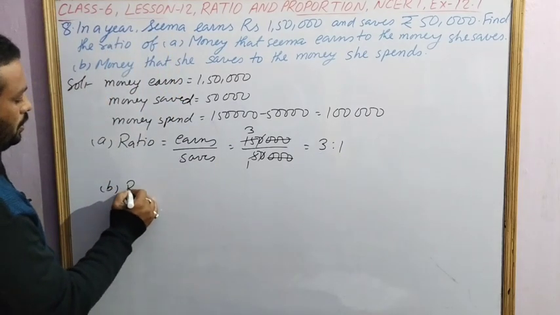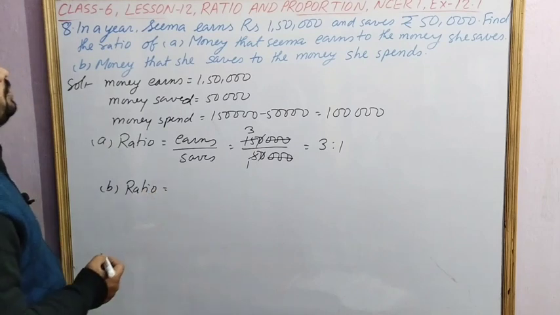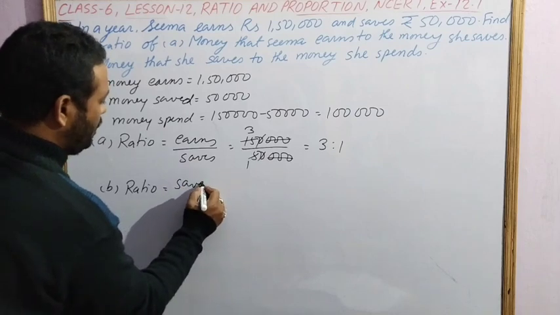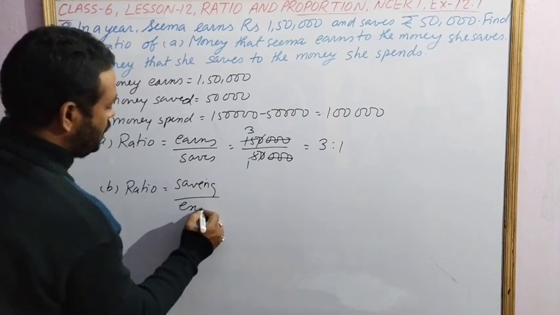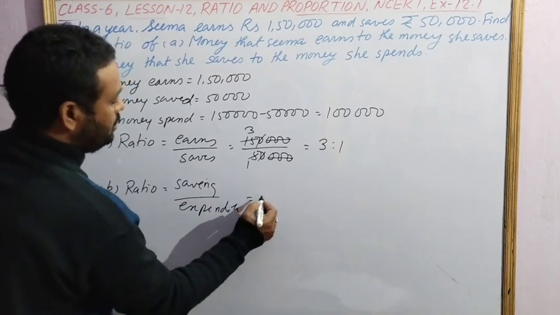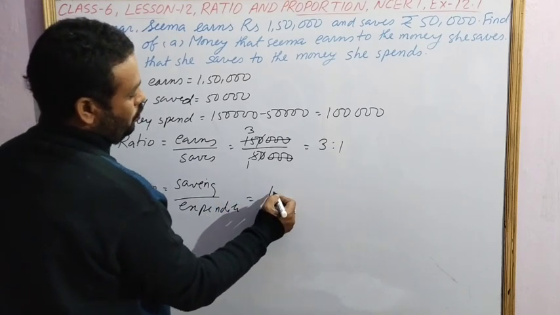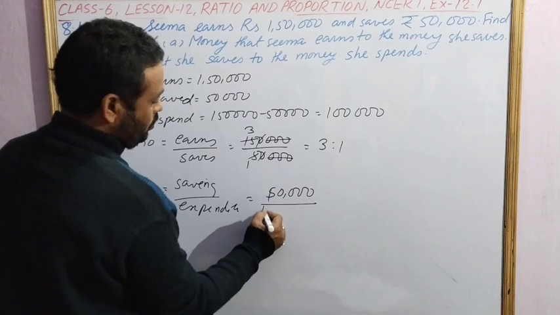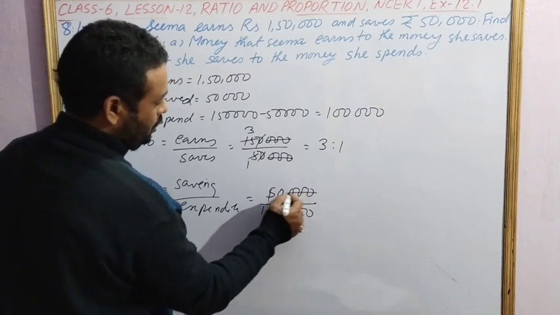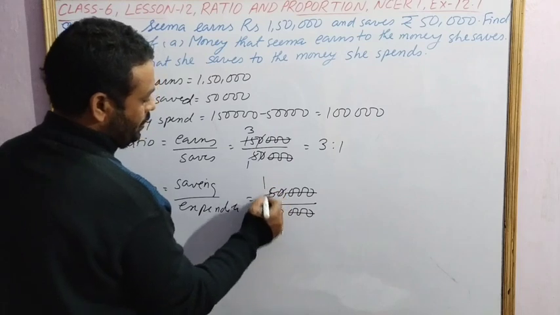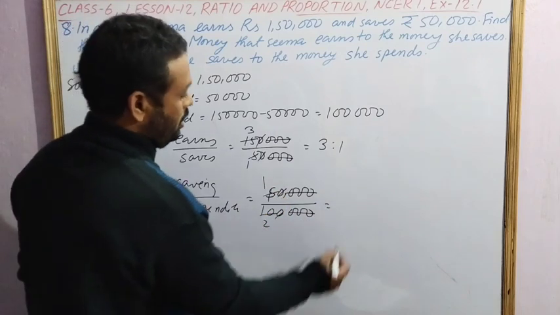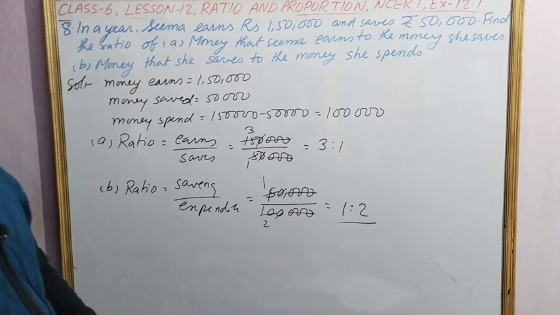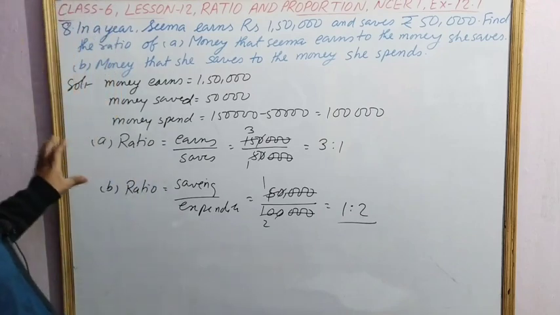Second ratio, the second question, we have to find the ratio between money saved and money spent. Saving to expenditure, that is money saved is 50,000 and money spent is 1 lakh. So divide: 5 times 1 is 5, 5 times 2 is 10, that is 1:2. So these are simple word problem questions. You will do it like this.